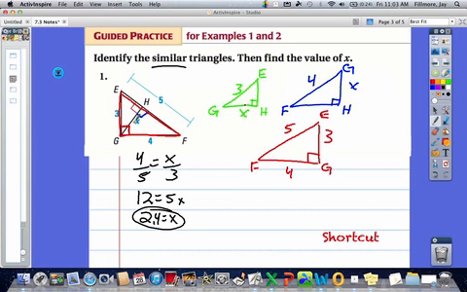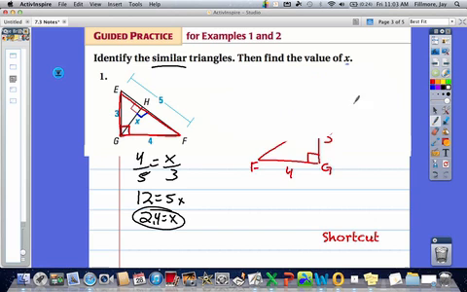Now, I did say there's a shorter route you could also take. And this shorter route involves not redrawing all of these triangles. So we get rid of this and erase down here.